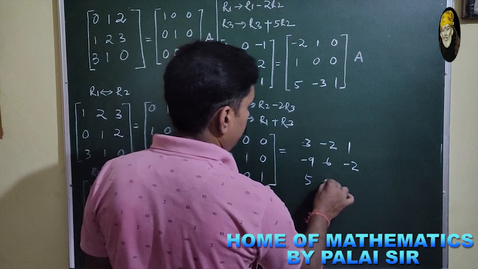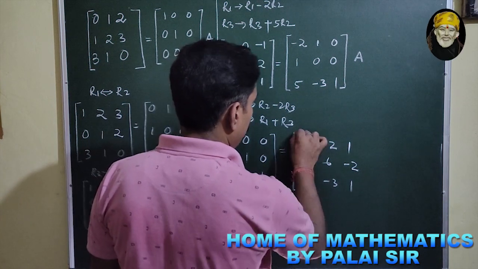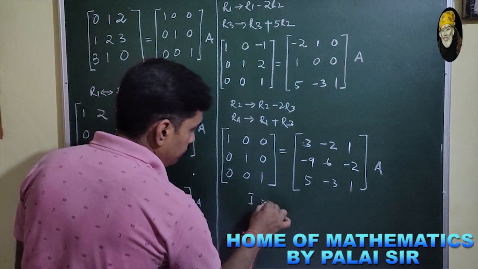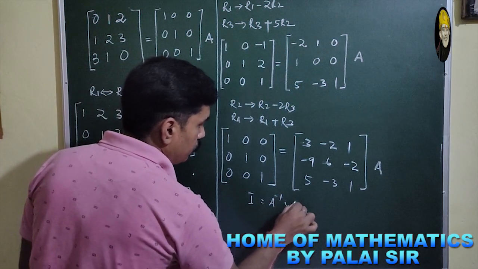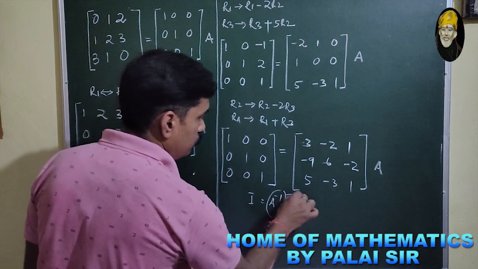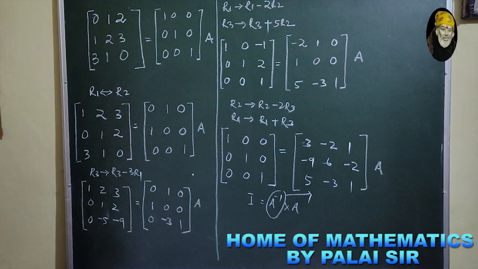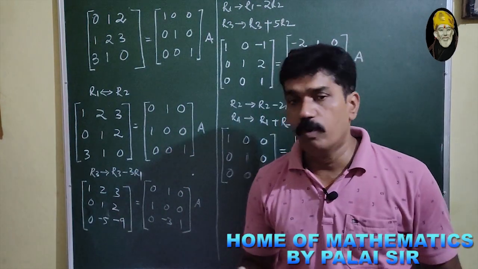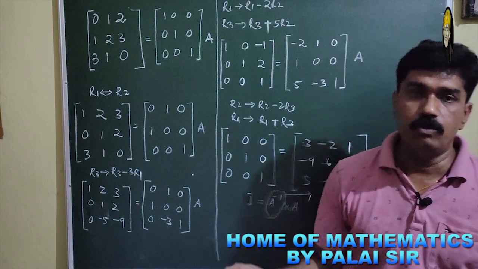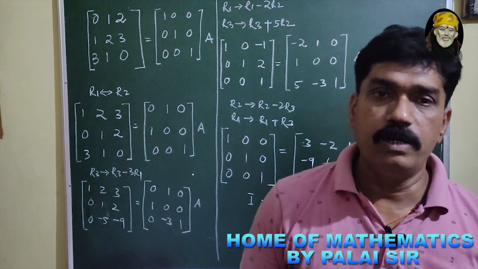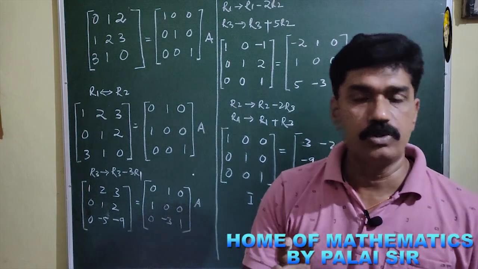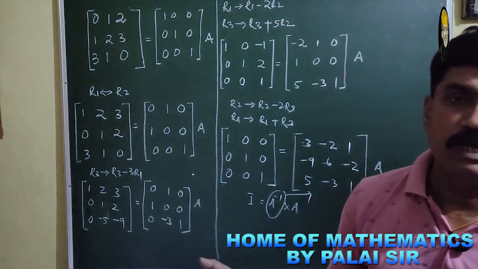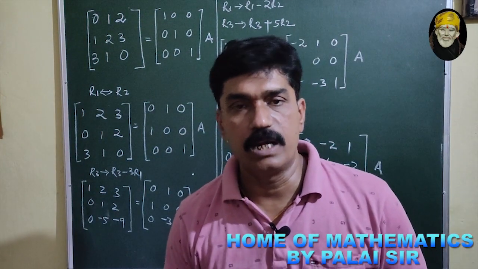And this you are getting 5 minus 3, 1. This into what? A. So what you are getting? I equal to A inverse into A. So this is A inverse, which one? This one is called as A inverse. Clear now? In this manner, whenever you cannot make both transformations at a time, either you go through column transformation or you go through row transformation method. You have to choose any one, or it is given in your problem. If it is not given, then it is better to take the row transformation method.